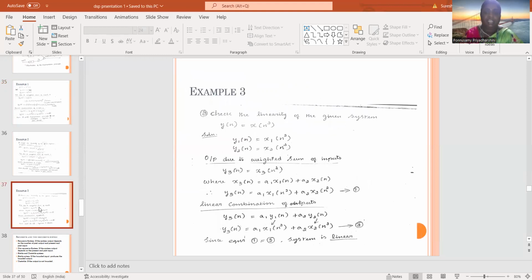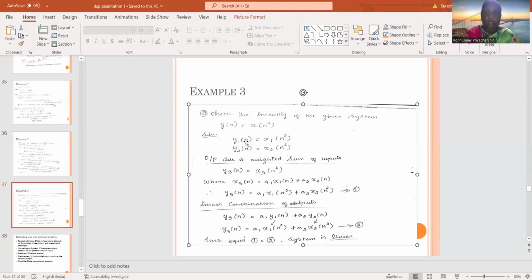So check the linearity for the given system. Here y of n is equal to x square of n. We have to do it for the separate inputs, right? So y1 of n is equal to x1 square of n and y2 of n is equal to x2 square of n. If I add both, my final answer is a1 x1 square of n plus a2 x2 square of n. The linear combination of the outputs is y3 of n equal to a1 y1 of n plus a2 y2 of n. If both are equal, the system is said to be a linear system.